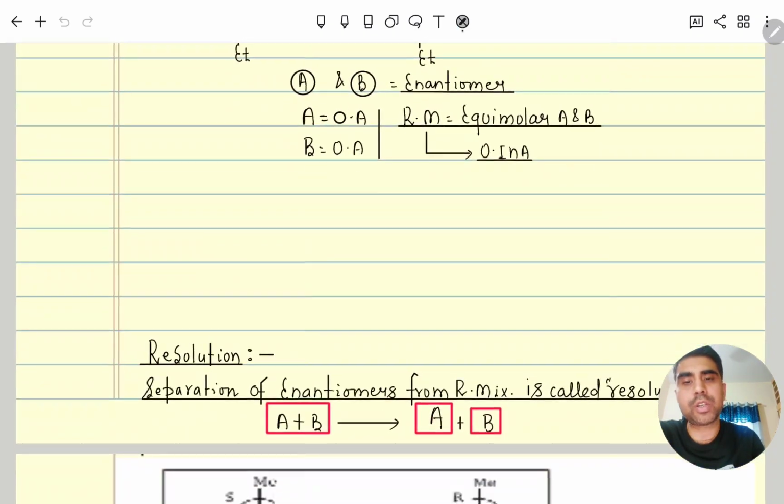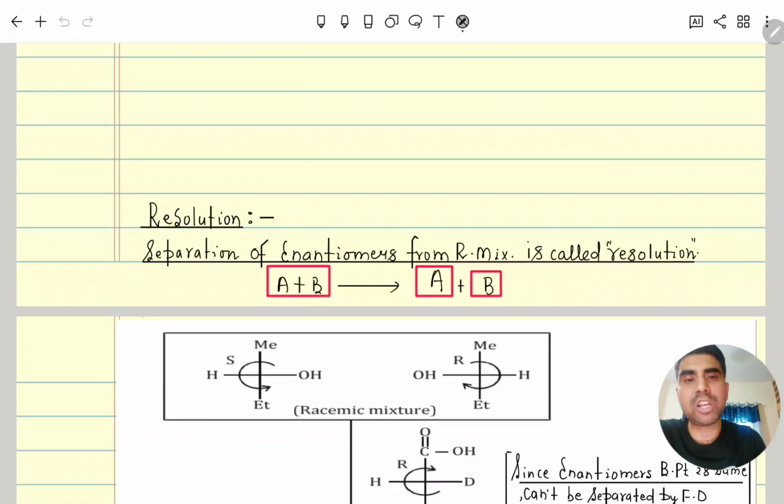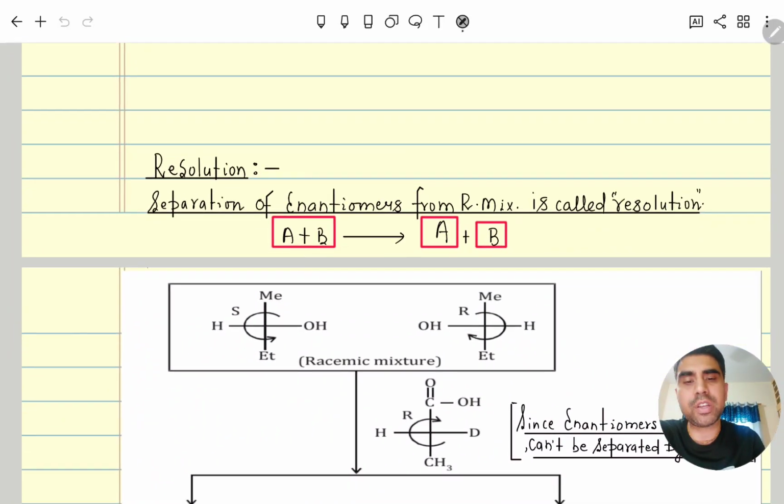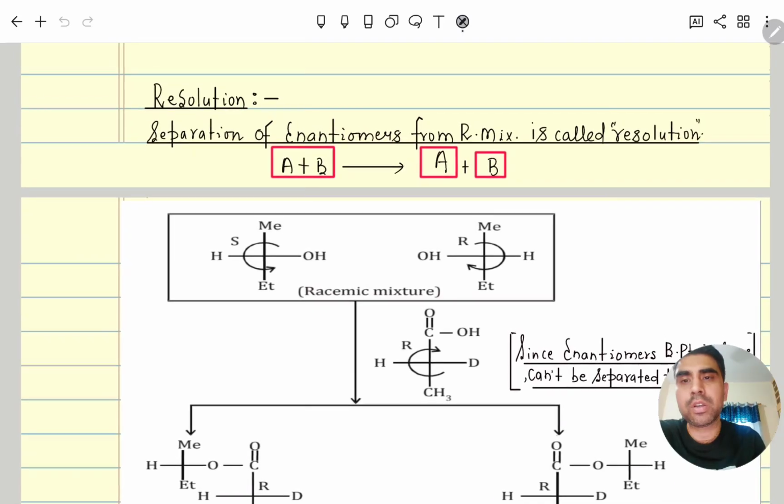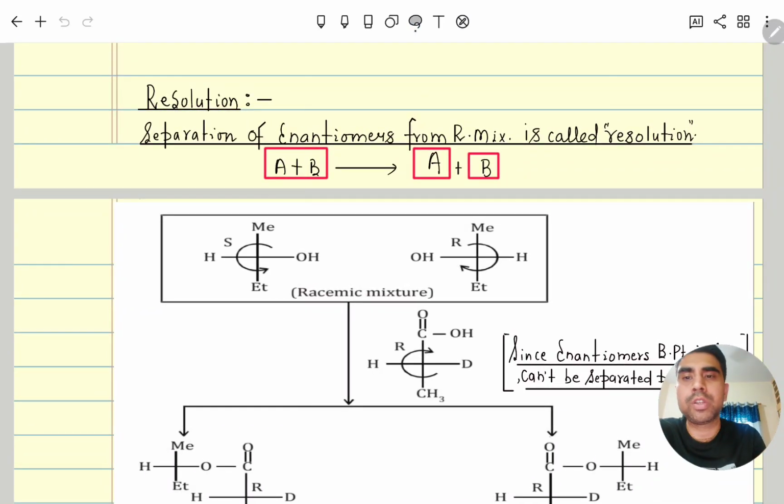Next, coming to resolution, the separation of enantiomers. Let's suppose an organic compound solution is there, meaning it has enantiomers. The separation of enantiomers from a racemic mixture is called resolution. We know that enantiomers have all physical and chemical properties the same, except that the rate of reaction will be different with an optically active compound, and second, they will rotate light to the same extent but in opposite directions. So how to separate them if their melting and boiling points are the same?